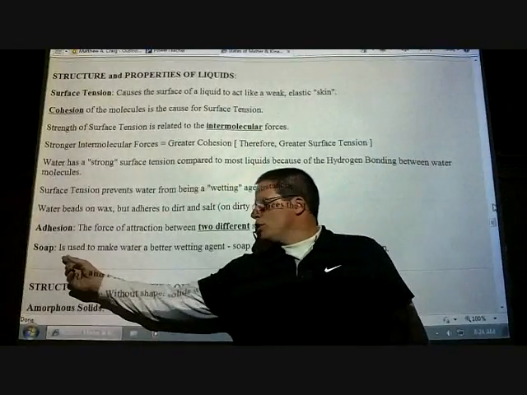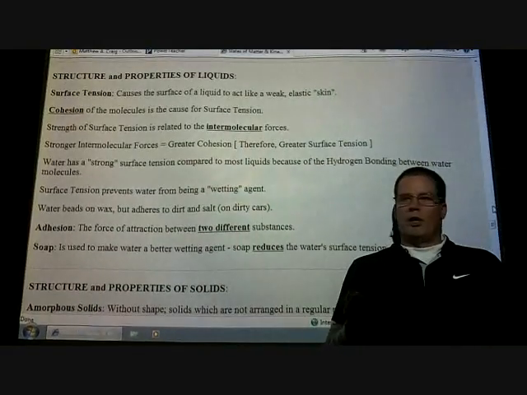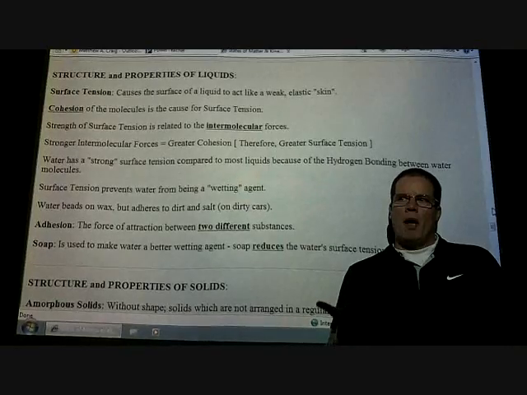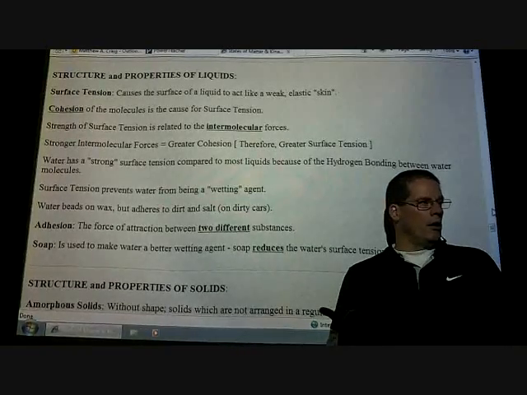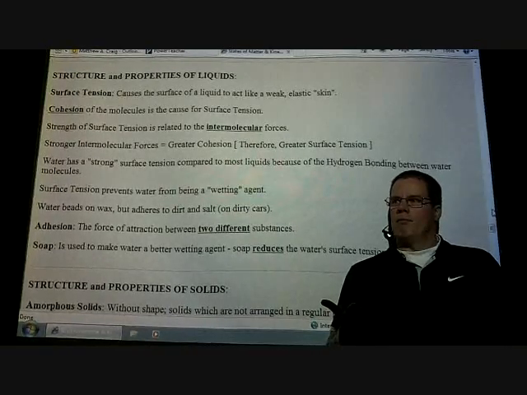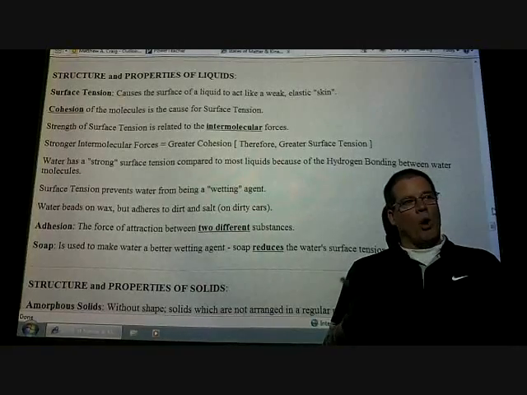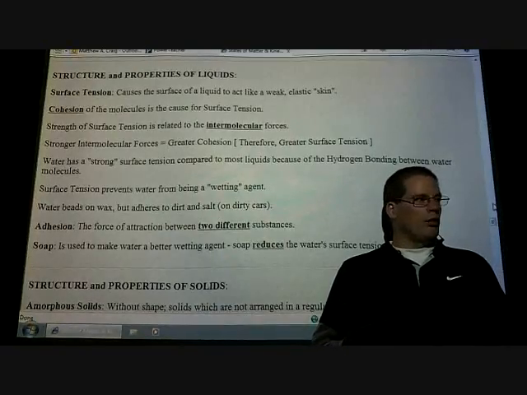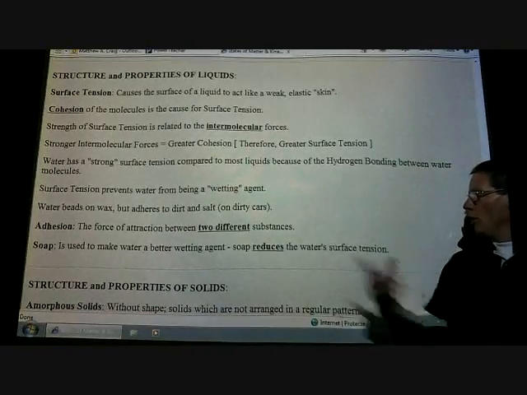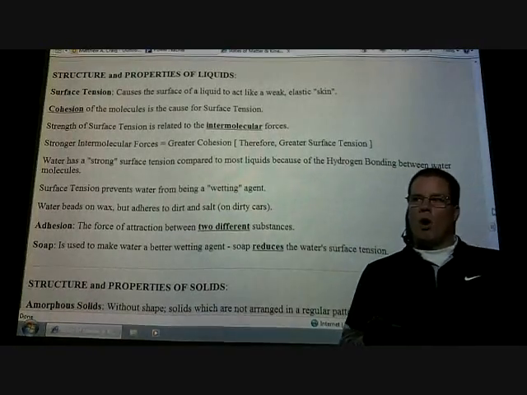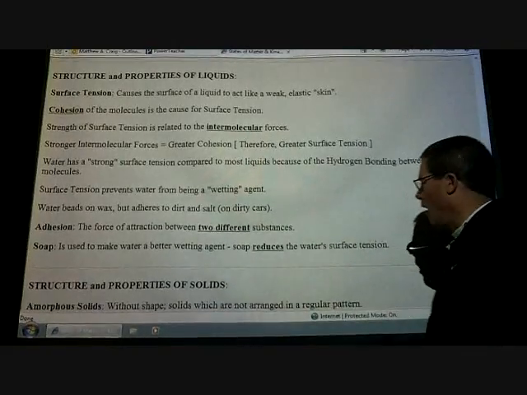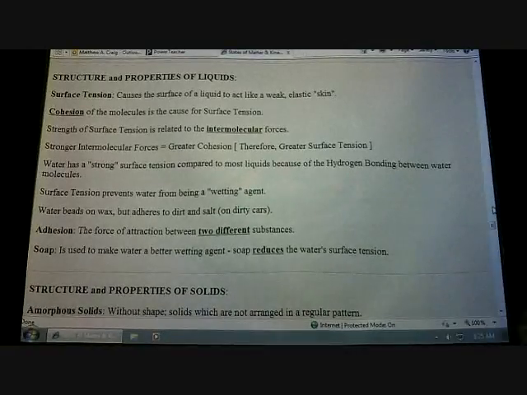Soap. Soap is really cool. The reason we use soap is to make water wetter. Exactly, because soap helps to break the bonds between water, and it makes a nice wetting agent. It helps reduce the surface tension to make water wetter. Also, it's nice in breaking up grime and dirt.